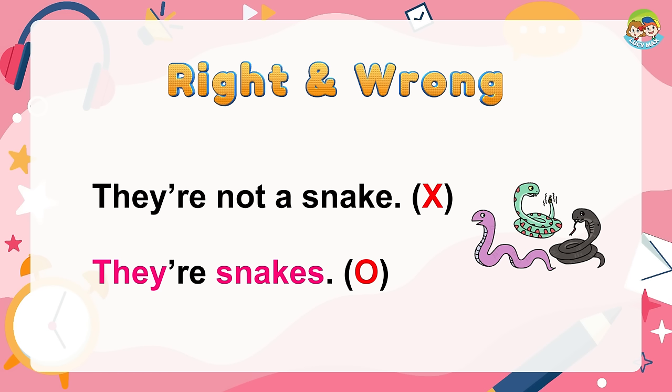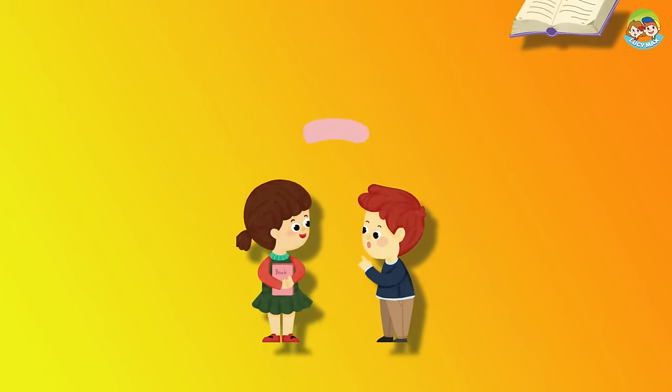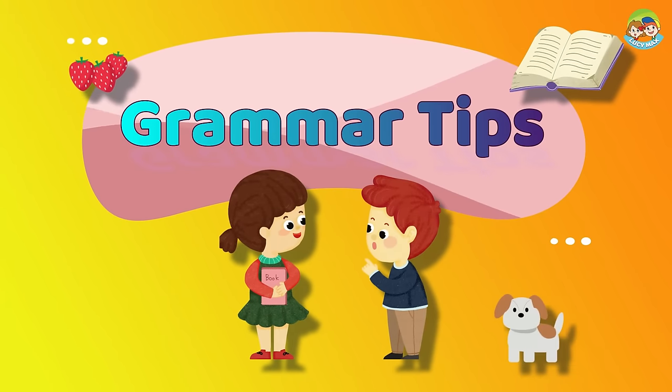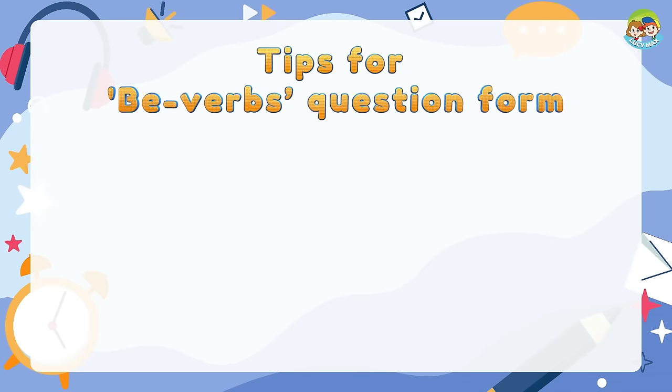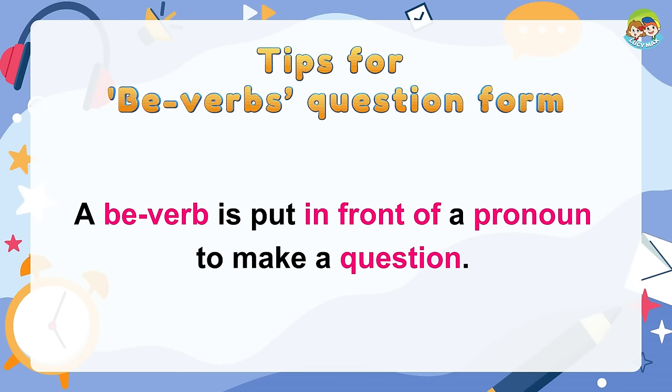Grammar tips. We have tips for be verbs question form. A be verb is put in front of a pronoun to make a question.